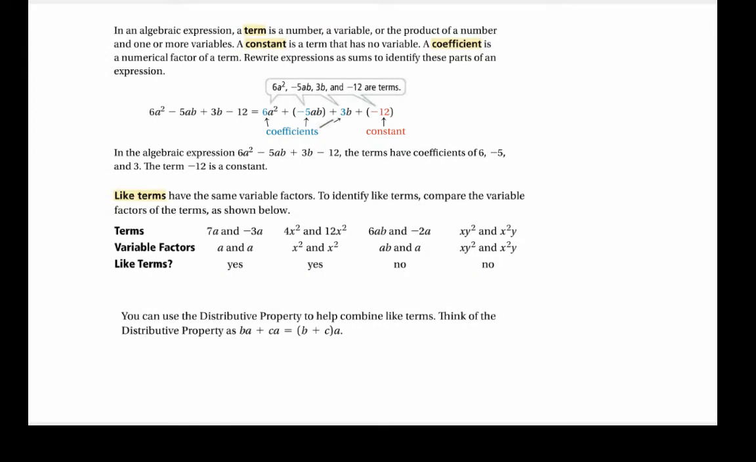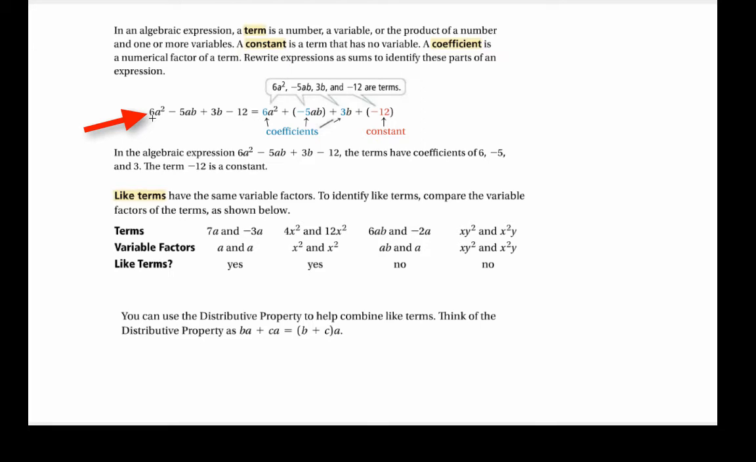Okay, the second part of this lesson, we're going to talk about expressions. More specifically, these are a preview of polynomials that will come in a later unit. In an algebraic expression, a term is a number, a variable, or the product of a number and one or more variables. A constant is a term that has no variable, meaning just a number. A coefficient is a numerical factor of a term, meaning a number in front of a variable. We rewrite expressions as sums to identify these parts of an expression, meaning change all subtractions to addition.